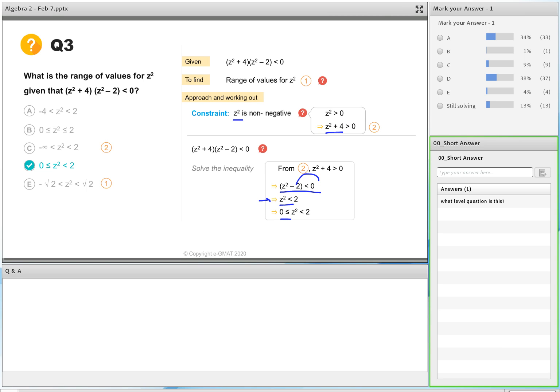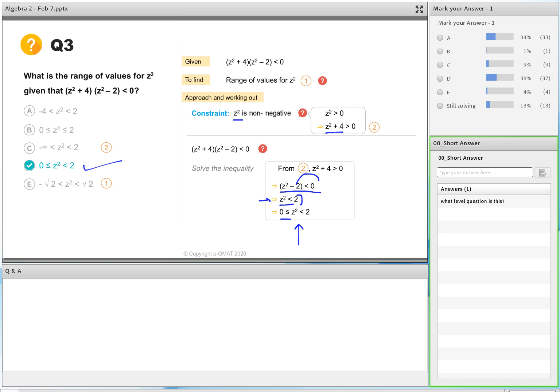So z square is a number which is greater than or equal to 0. It's also less than 2 according to this question. So what is the final range? The final range is this, that z square would lie from 0 to 2. 0 is included, 2 is not. So the answer for this question is choice D.